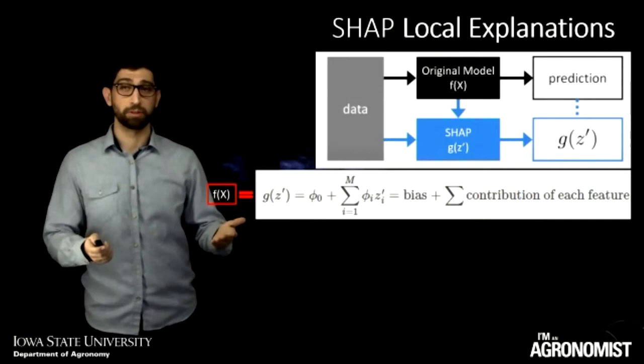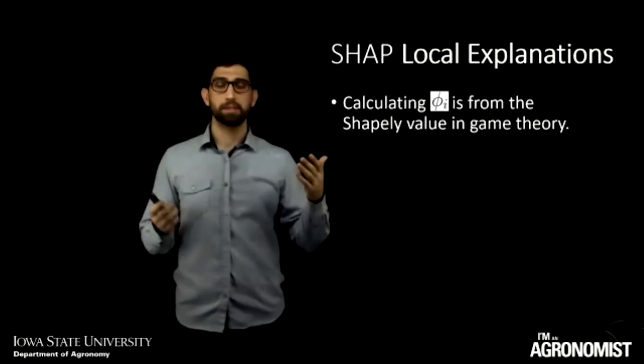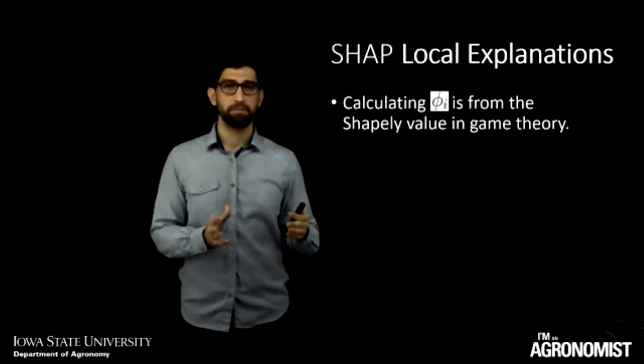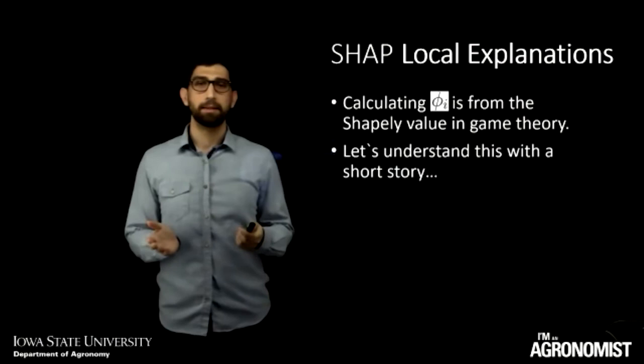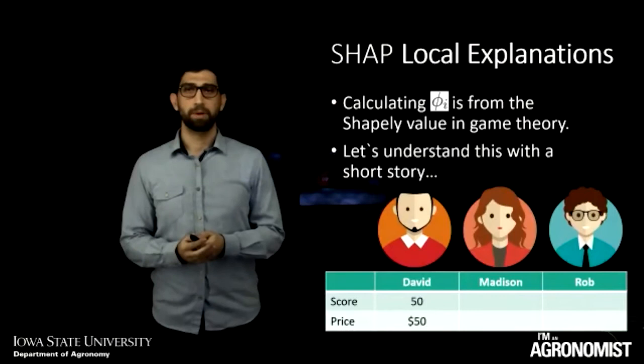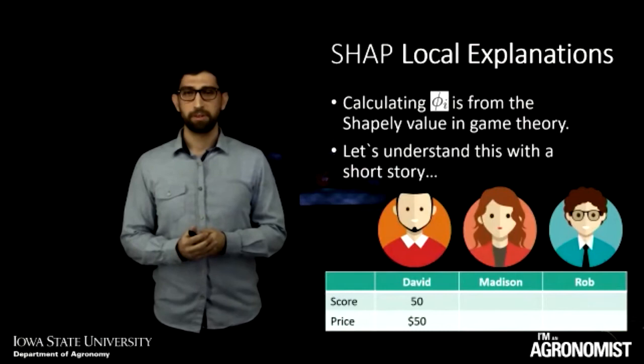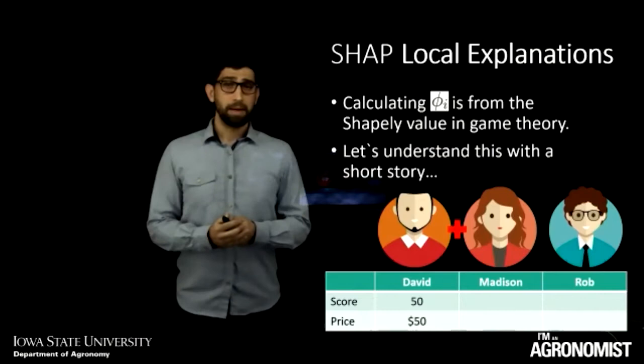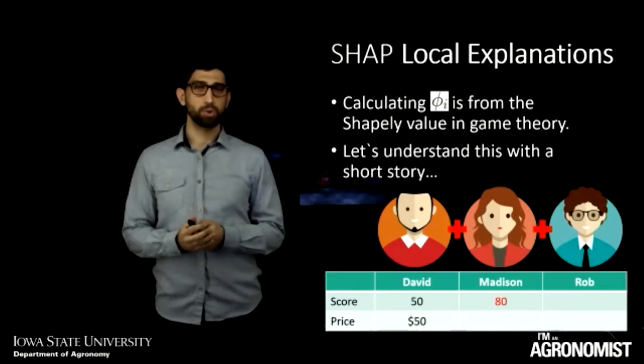local explanations. Using this equation, phi i is calculated, and it is exactly like the Shapley value from game theory. But how is it done? Let's understand this with a short story. Imagine that you have three friends, namely David, Madison, and Rob. They are playing a prize winning puzzle game. David scores 50 and he earns 50 bucks for this score. Then Madison joins, and the two of them together score 80. And then Rob joins, and the three of them together score 90.